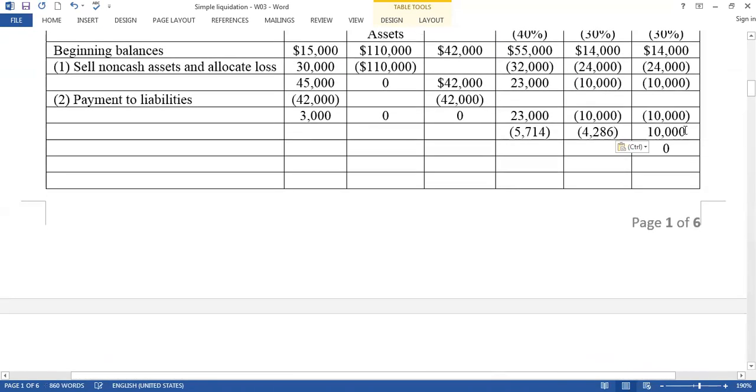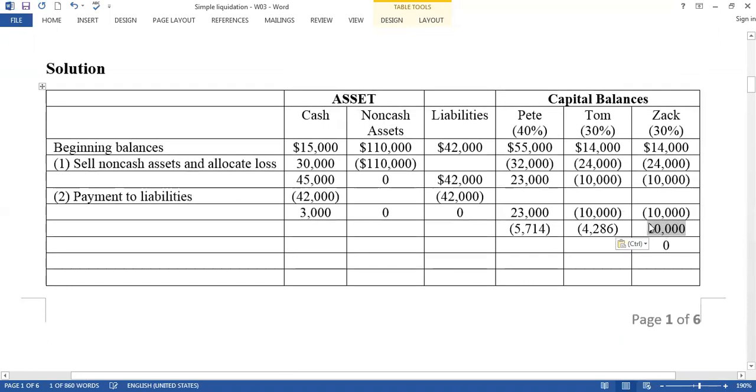Yes, so we give some capital to Z and we share his deficiency as our deficiency. And what is the title? Number 4, number 3. So you can write a title something like this: Allocate Jack's deficiency balance. Do you understand?